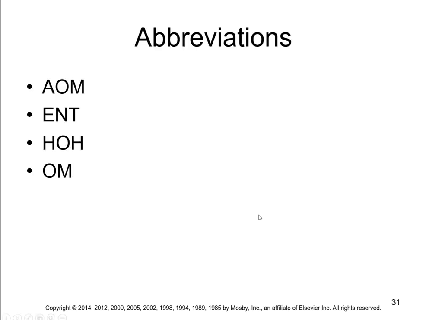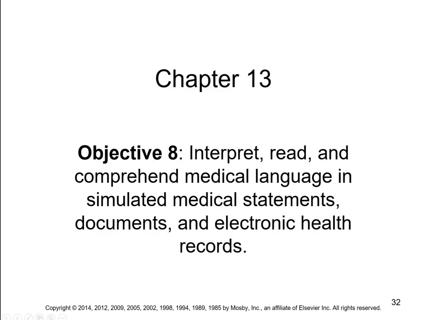Actually, let's go back to the abbreviations. There's not that many. AOM is acute otitis media. That is inflammation of your middle ear. ENT is ear, nose, and throat. That is an abbreviation for an otolaryngologist or a doctor that specializes in the ears, nose, and throat. So if you're having any issues with those areas, you will go see an ENT as a specialist, especially if you're needing to have surgery. HOH is hard of hearing, and OM is otitis media or your middle ear.